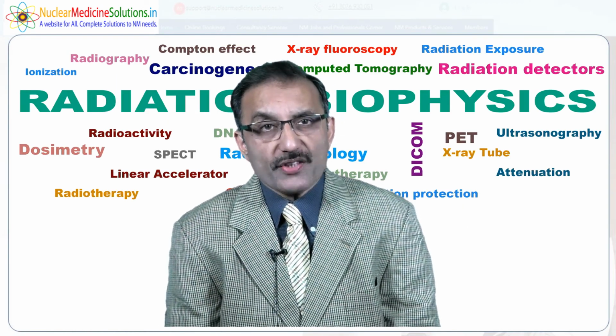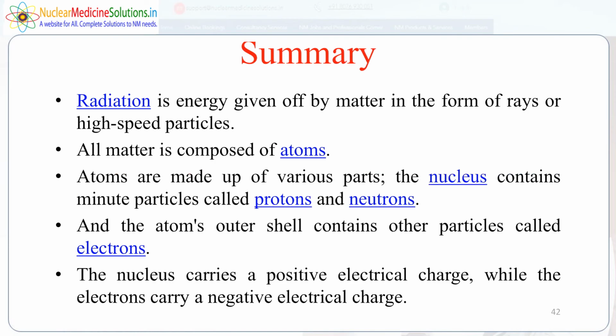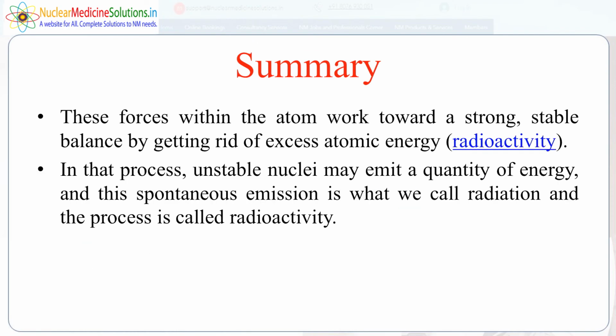So in summary, radiation is energy given off by matter in the form of rays or high-speed particles. All matter is composed of atoms. Atoms are made of various parts: the nucleus contains minute particles called protons and neutrons, and the atom's outer shell contains particles called electrons. The nucleus carries a positive electrical charge while electrons carry a negative electrical charge. These forces within the atom work towards a stable balance by getting rid of excess atomic energy, and that is called radioactivity. So we have seen how radioactivity is very useful.